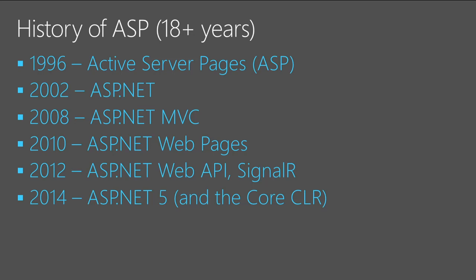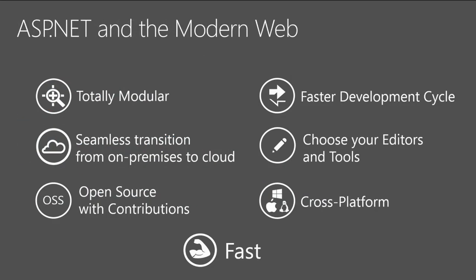ASP's been around for more than 18 years, right? Active Server Pages, and then Web Forms ASP.NET came out in 2002. MVC, and then we built Web Pages in 2010. Web API and SignalR came along in 2012, and now ASP.NET 5, well, we announced it in 2014. So we've come a long way. We've evolved, and there aren't too many other web frameworks, server side, that have lived this long. We're kind of unique in this.